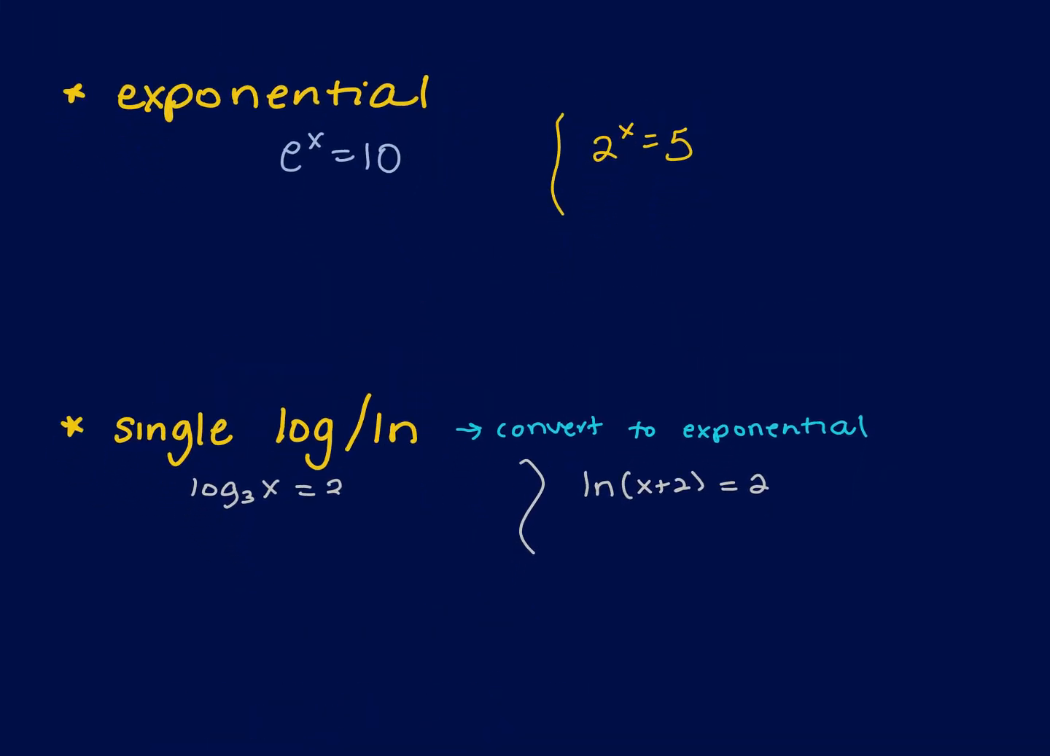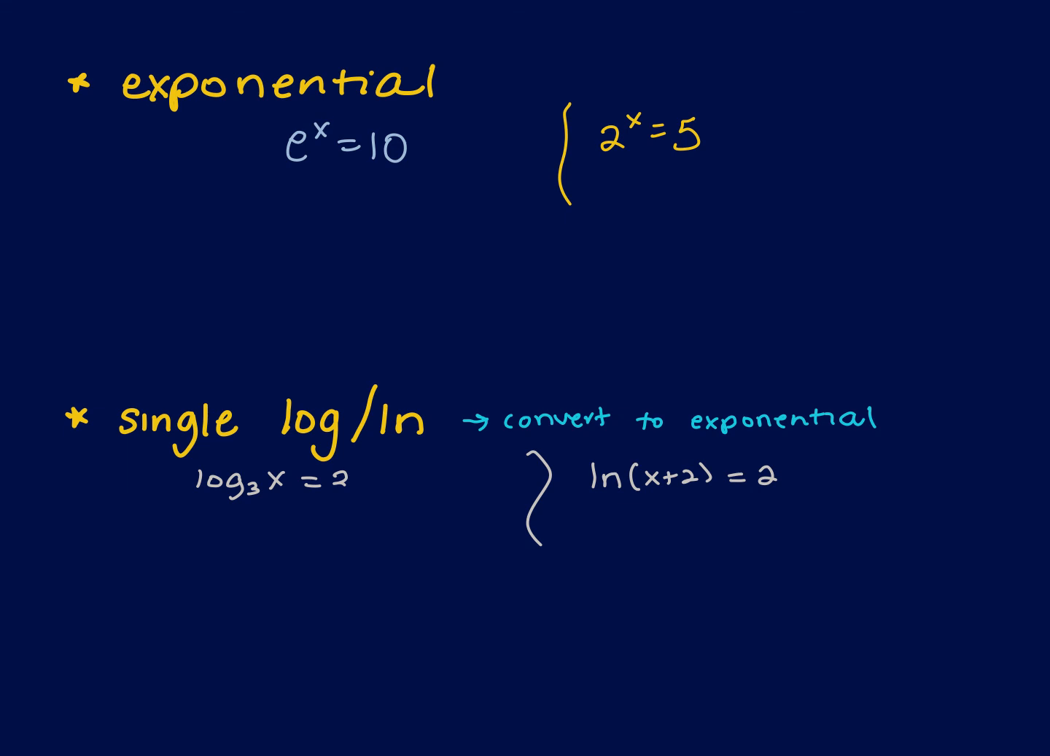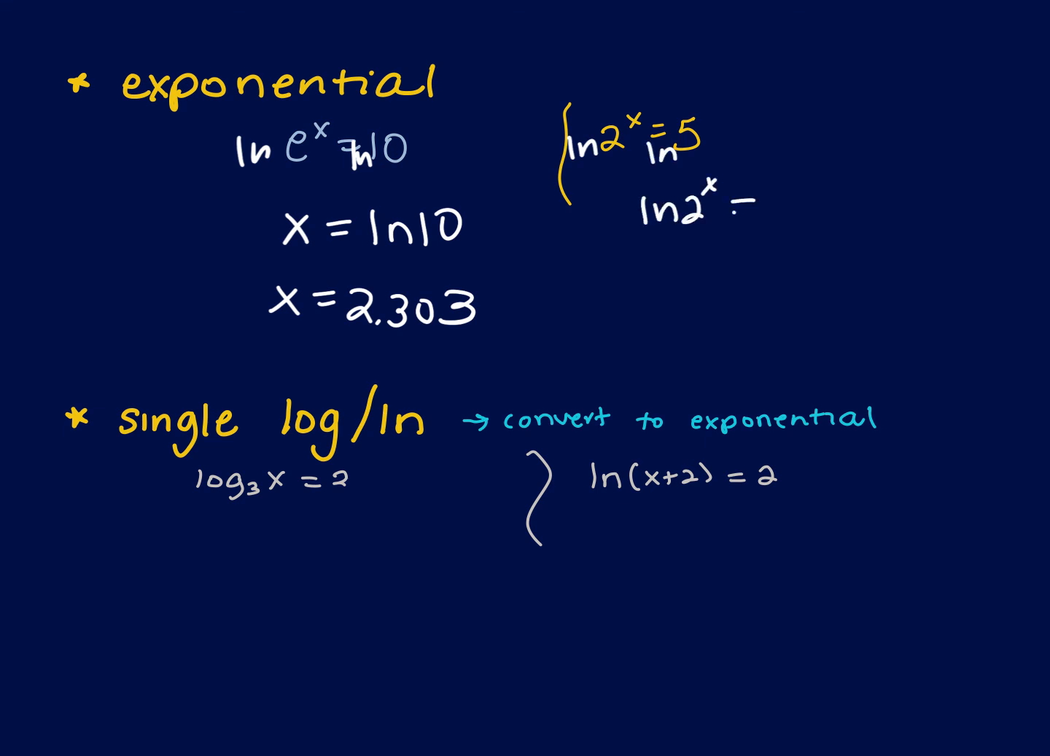Then came exponential, and this is where you can't change the base to be the same, so we ln these, right? ln, this would be ln of e to the x, which is x, equals ln of 10, 2.303. We ln both sides of the equations here. The x bumps forward, and we would divide both sides by ln of 2.